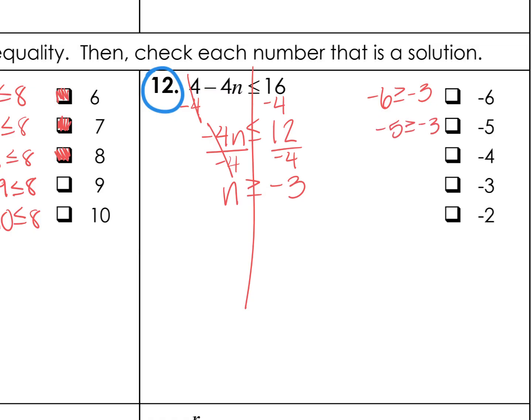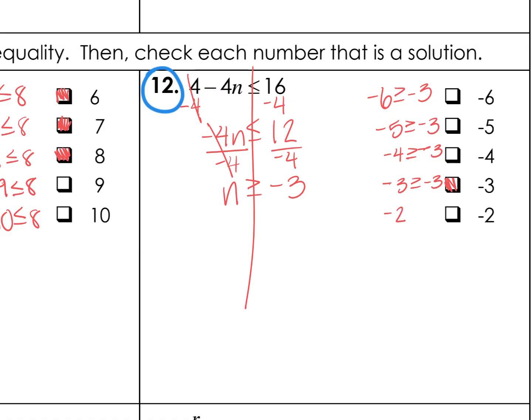-5 is also smaller than -3. -4 is also smaller than -3, so none of those work. -3, if we're looking at the inequality greater than or equal to, it is equal to, so that tells me to shade it in.